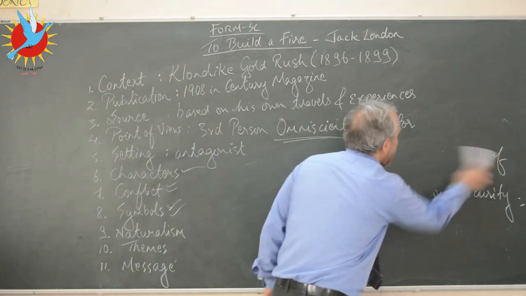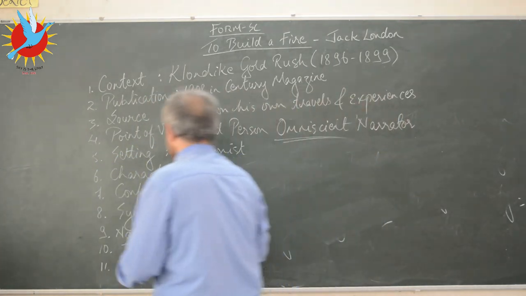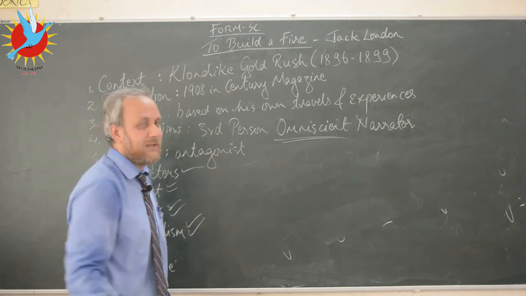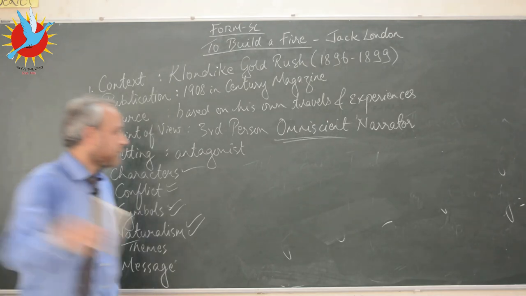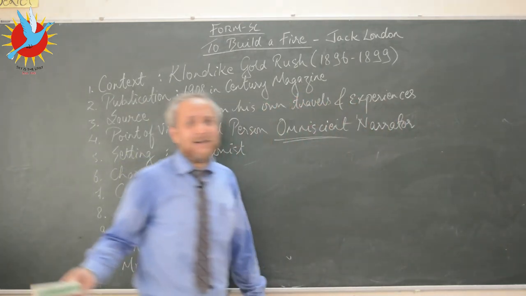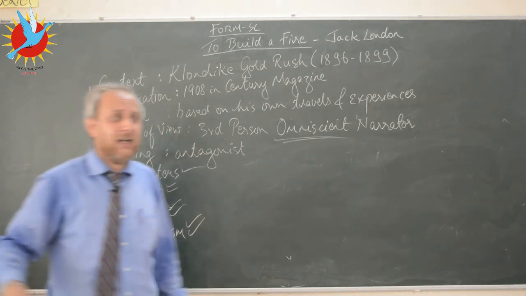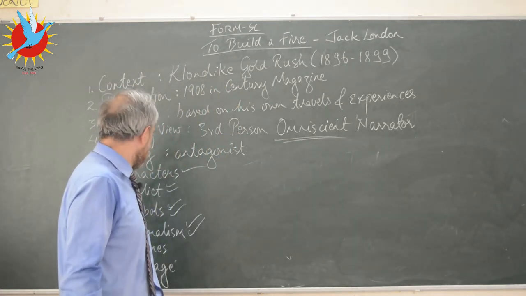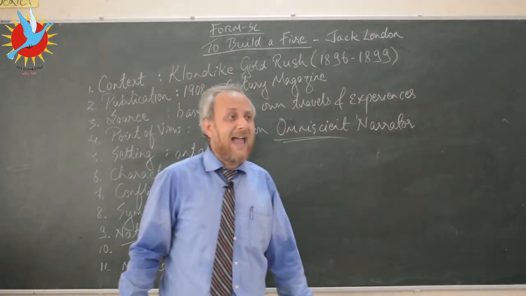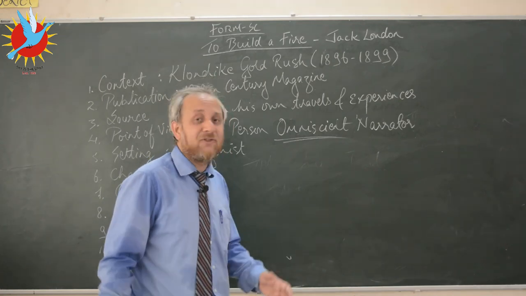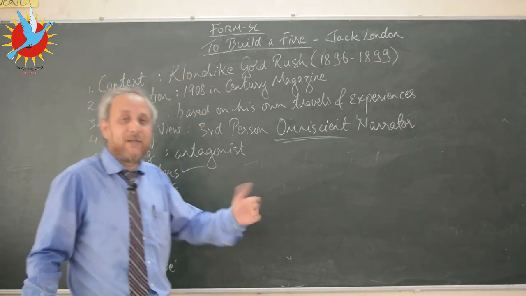Okay, so now let's move on, kids. So symbols done. Now let's look at naturalism. So what exactly do you mean by naturalism? Well, naturalism, kids, was a literary movement in the late 19th century. I don't want to talk about it in detail, though it's very, very interesting. But I would just like to talk to you about the features of naturalism, and the features of naturalism are very much evident in this particular story.